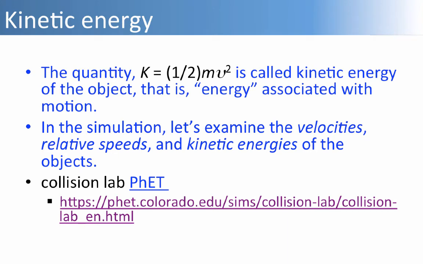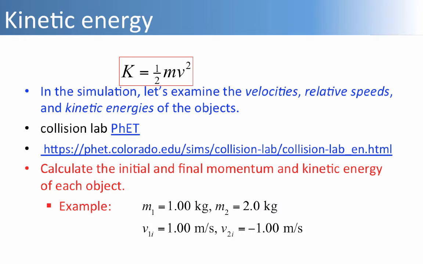Right, so we're back to thinking about kinetic energy and then looking at examples. And this shows a link to find the collision lab. If you work at the collision lab, let's just do an example here. Let's take m1 equals 1 kilogram, m2 equals 2 kilograms, and the initial velocities equal and opposite in magnitude and direction.